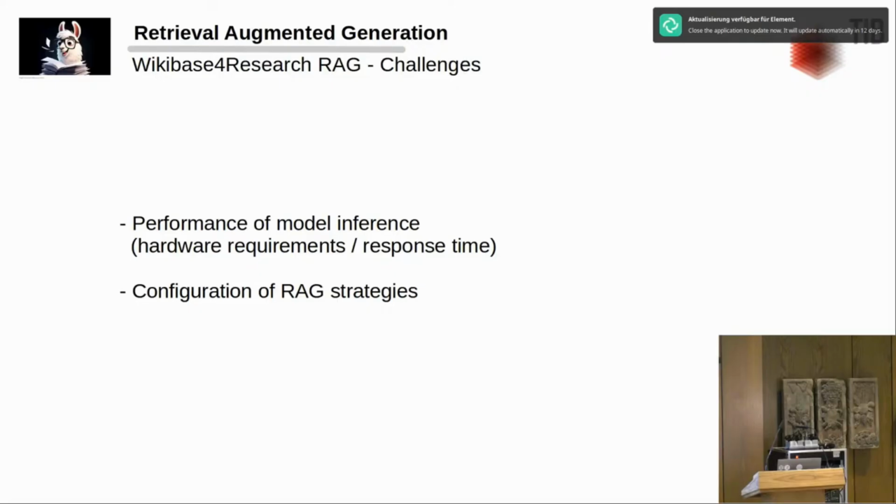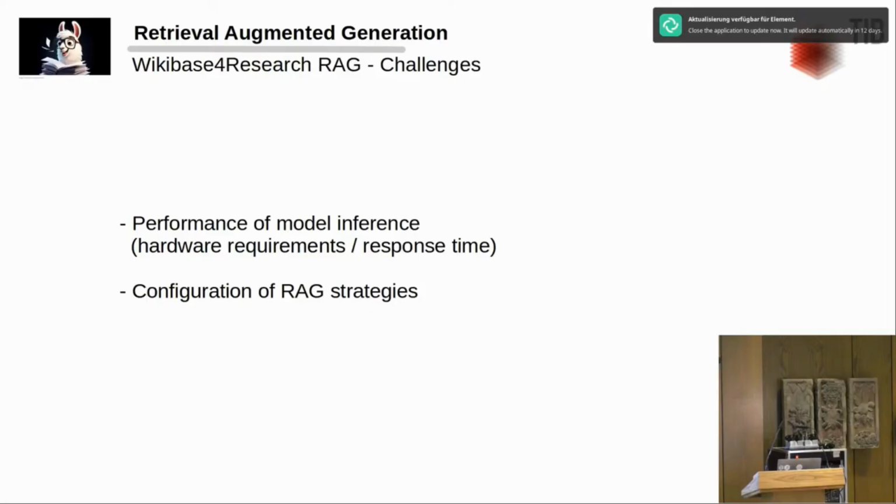Current challenges are specifically the performance of model inference. So we have a quite large response time if you run a local model like the 7 billion Llama version 2 model on a laptop. Depending on the length of the answer you want to have, it's currently between 30 seconds and 1 minute to get a response.